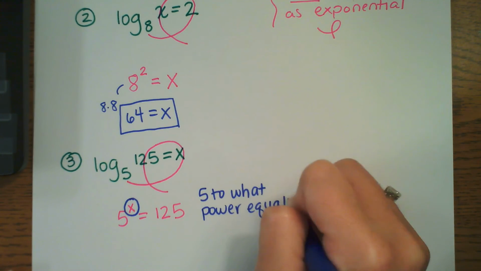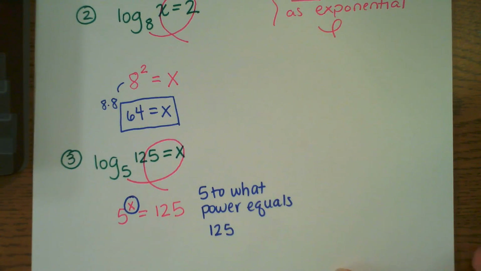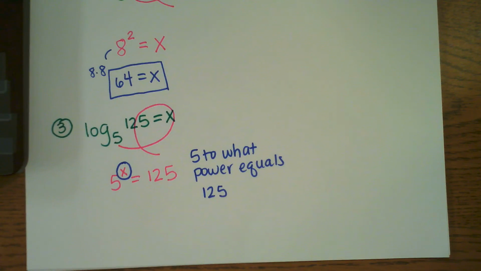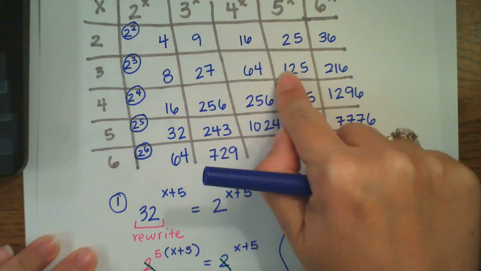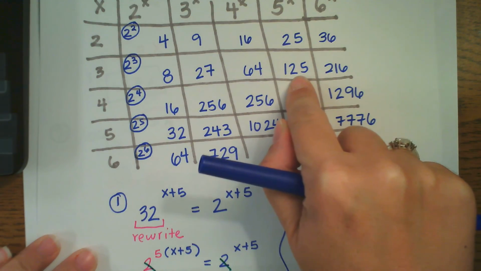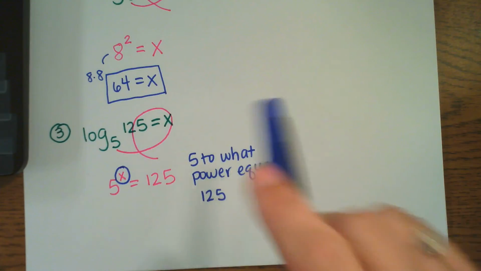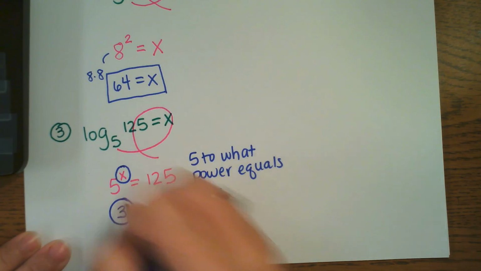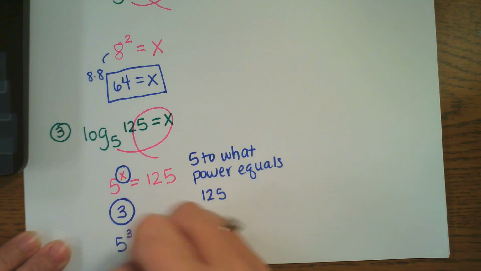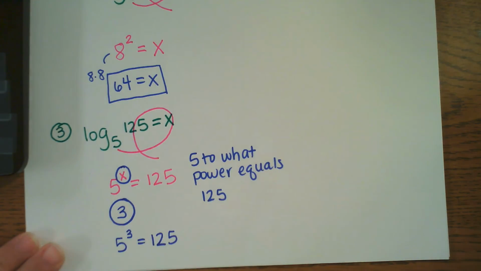5 to the x equals 125. That's the question that it's asking us. So, actually, we just made a cute little chart. 5 to what power equals 125? Well, there's 125, so it must be 5 to the third power. So the answer would be 3, because 5 to the third power equals 125.